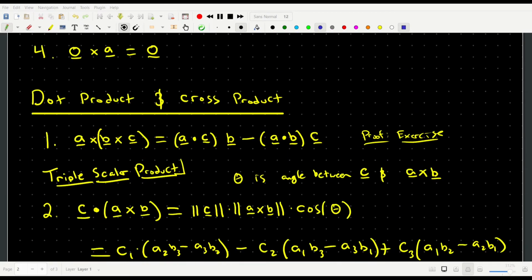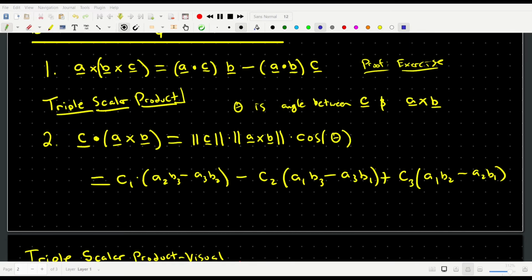So what that means is that the triple scalar product, which is this combination of values algebraically, is the same thing as the determinant of this 3x3 matrix, which is sometimes written as C1, C2, C3, A1, A2, A3, B1, B2, B3, with lines right here to denote the determinant of this 3x3 matrix.